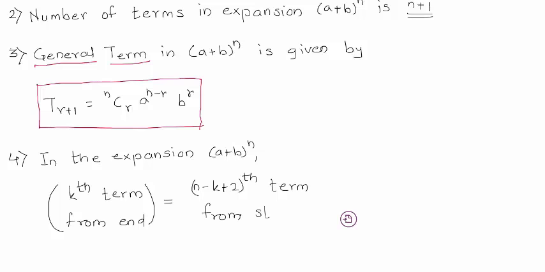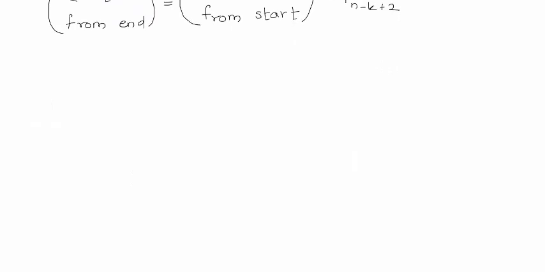So the kth term from end can be referred to as the (n - k + 2)th term from start, which can be given by t_(n-k+2). So we can calculate t_(n-k+2) using the general term formula. Alright, let us proceed. In pointer number 5, students, we are going to learn some very important pointers for your problems, that is the middle term.